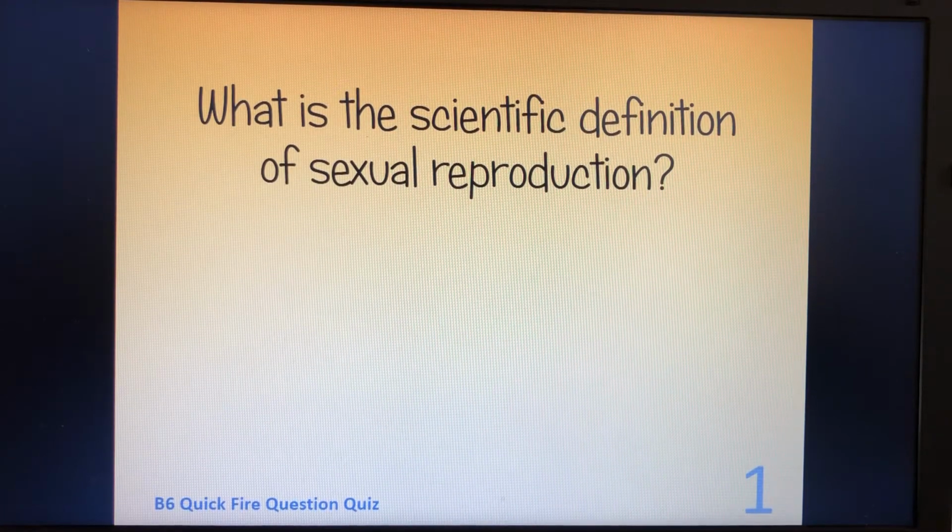Hello and welcome to the B6 Quickfire Question Quiz. We have 40 questions today, 30 for all students and 10 extra questions for those studying triple science. So let's start with our first question.